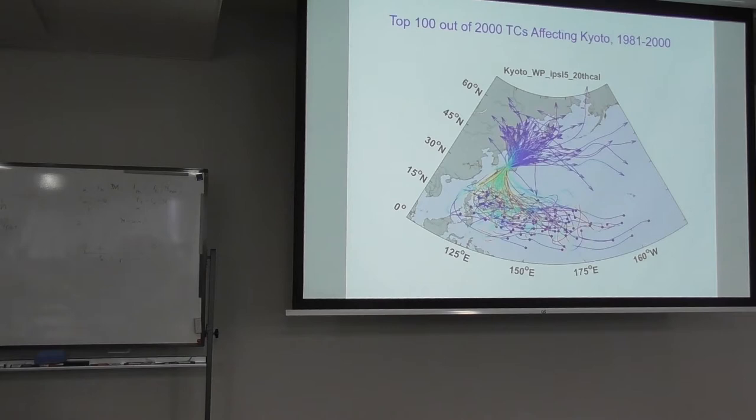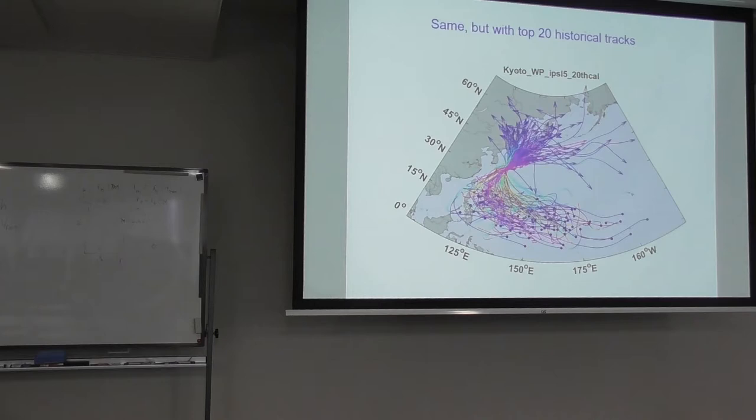Here is a graph showing 100 storms downscaled from a particular climate model, during the 20th century, that came within 200 kilometers of Kyoto. So these tracks came up here, went by and large to the north. And if we superimpose some historical best tracks on here, you can see that they kind of do the same thing. But of course, you want to do a much more quantitative comparison.